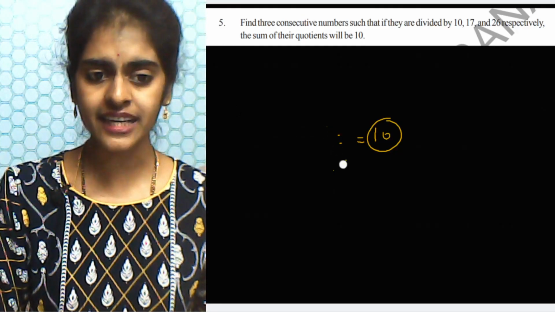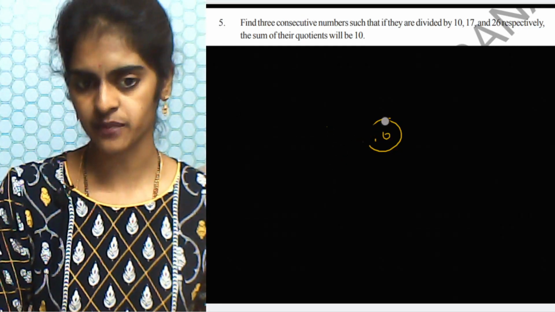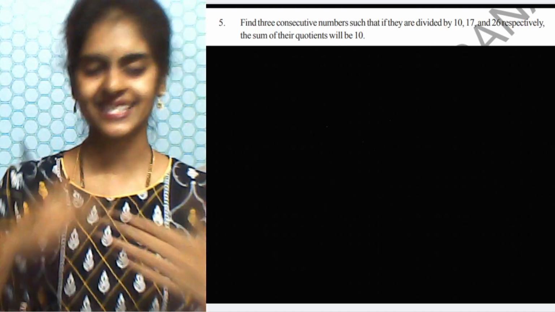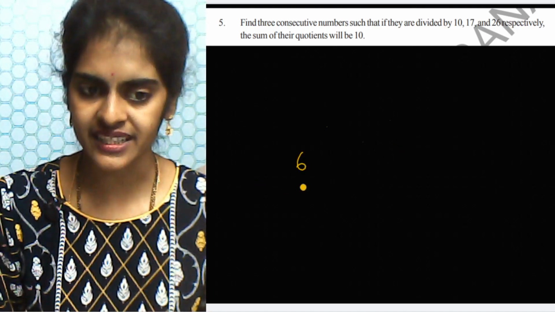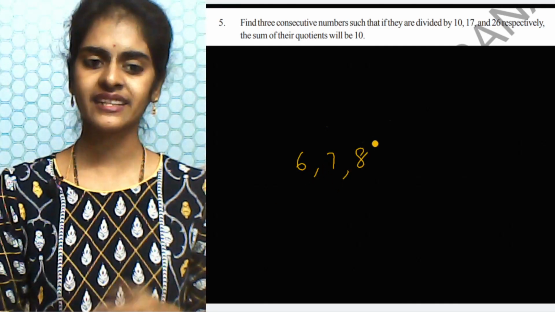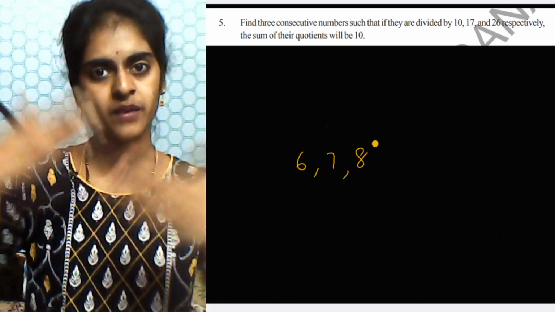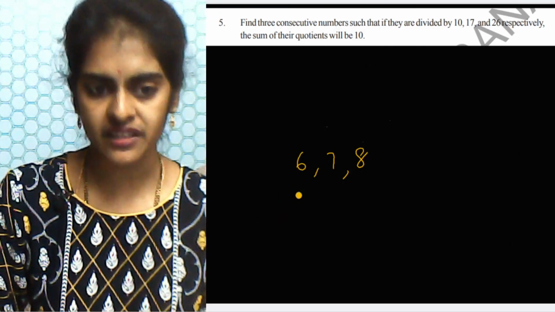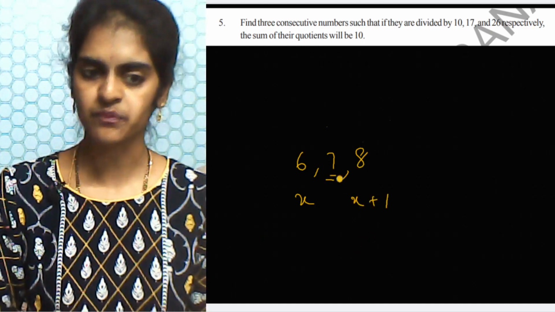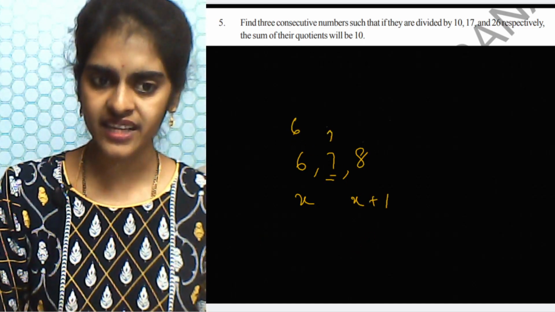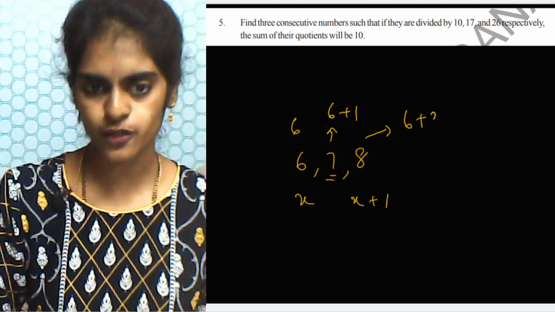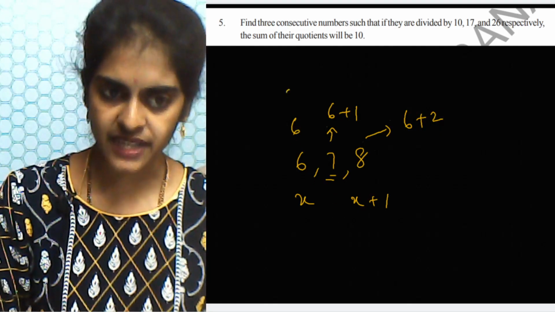So see, 3 consecutive integers you have to take. What is the meaning of consecutive? Consecutive is nothing but the next integers. Suppose one integer is 6, the next integer is 7, the next integer is 8. These are 3 consecutive integers, that means one by one. If I take 6 as x, 7 I can write as x plus 1, isn't it? Here, 6, 7 I can write as 6 plus 1, 8 I can write as 6 plus 2.